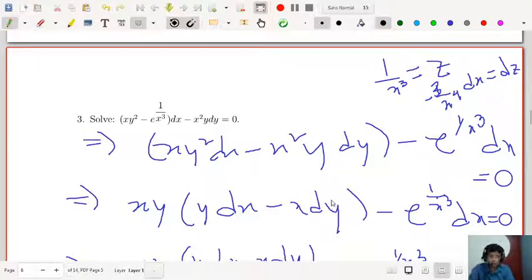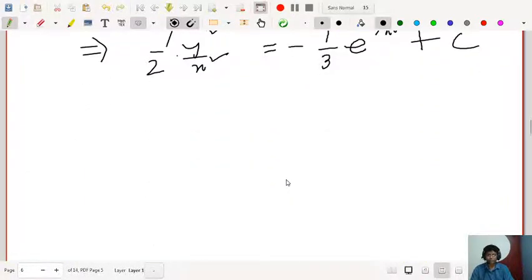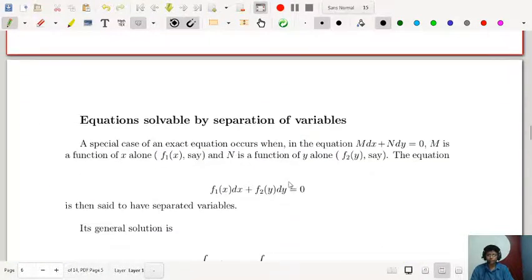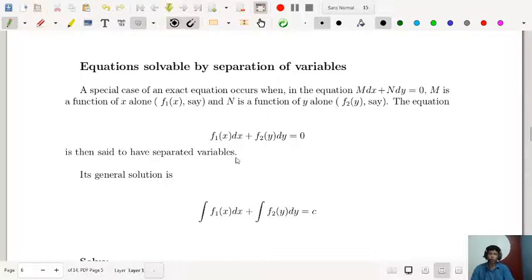So this is how we are talking about exact equations and the method of integrating factors, how you will apply the integrating factors in the equation. Now let me talk about more on that.